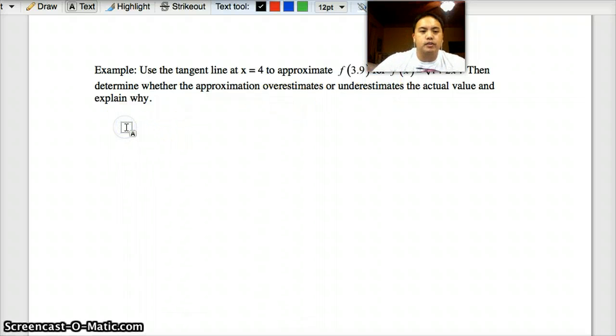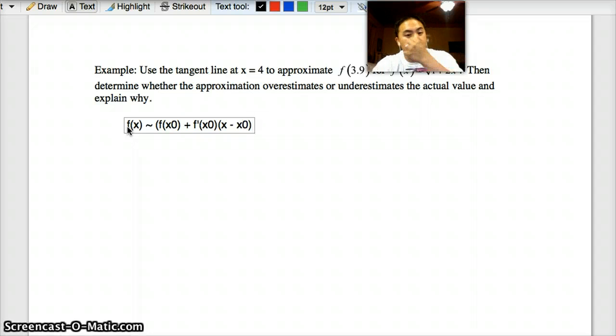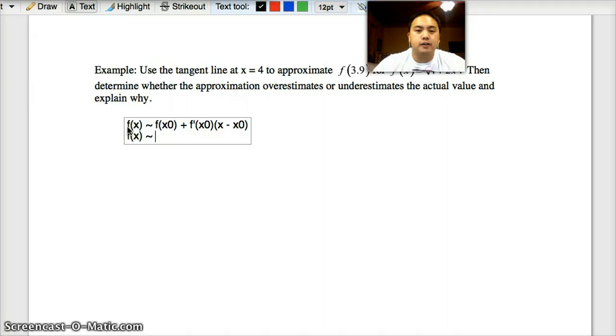Well, first I need an equation, so let me plug in the formula. Again, they all start with this formula. f of x is roughly equal to f of x0 plus f prime of x0 times x minus x0. Okay, just like the last problem, first I'm going to get an equation of a line. So f of x is equal to f of x0. Do you see how I don't have an f of x0?